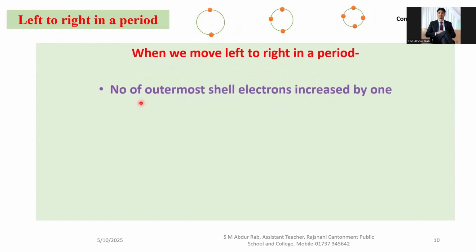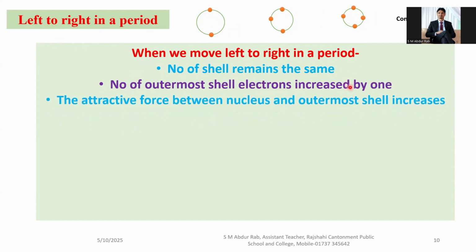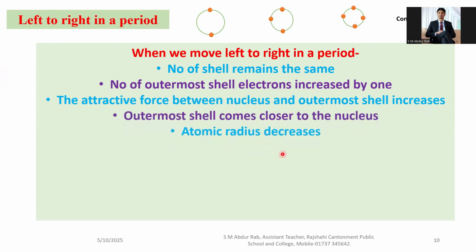So, my dear friends, here is your answer. When you move left to right in a period, the number of shells remains the same. The number of outer shell electrons increases by one. With the increase of outer shell electrons and protons in the nucleus, according to Coulomb's law, the attractive force between the nucleus and outer shell increases. So the outer shell comes closer to the nucleus and atomic radius decreases. This is the relation of atomic radius and Coulomb's law.